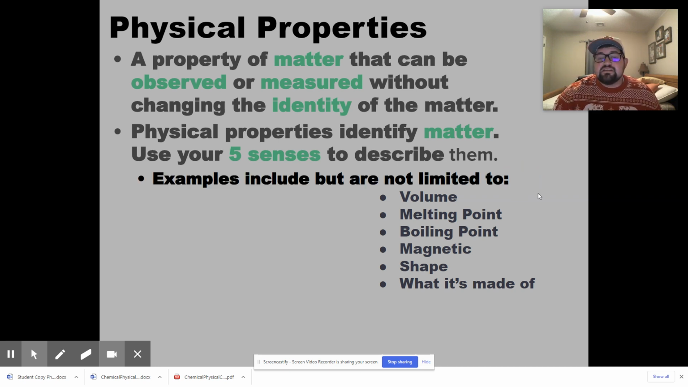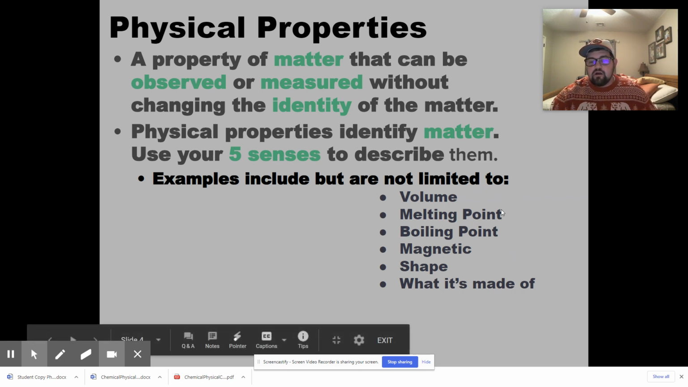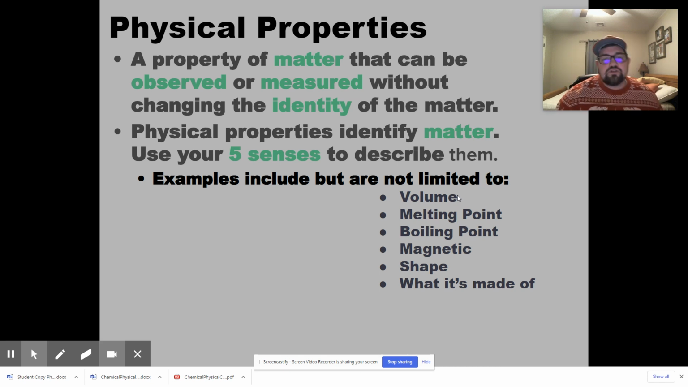All right. And here are some examples of physical properties. Not only these six that have been here, the volume, which we can measure, right? The melting point, which we can measure. We can heat something until it melts, so we know, oh, hey, that's when it melts. The boiling point, which we can also measure. Magnetism, which we can observe, right? We can use magnetic devices, or iron, which is a metal that magnets attach to. We can observe the shape of matter and then what it's made out of, right?